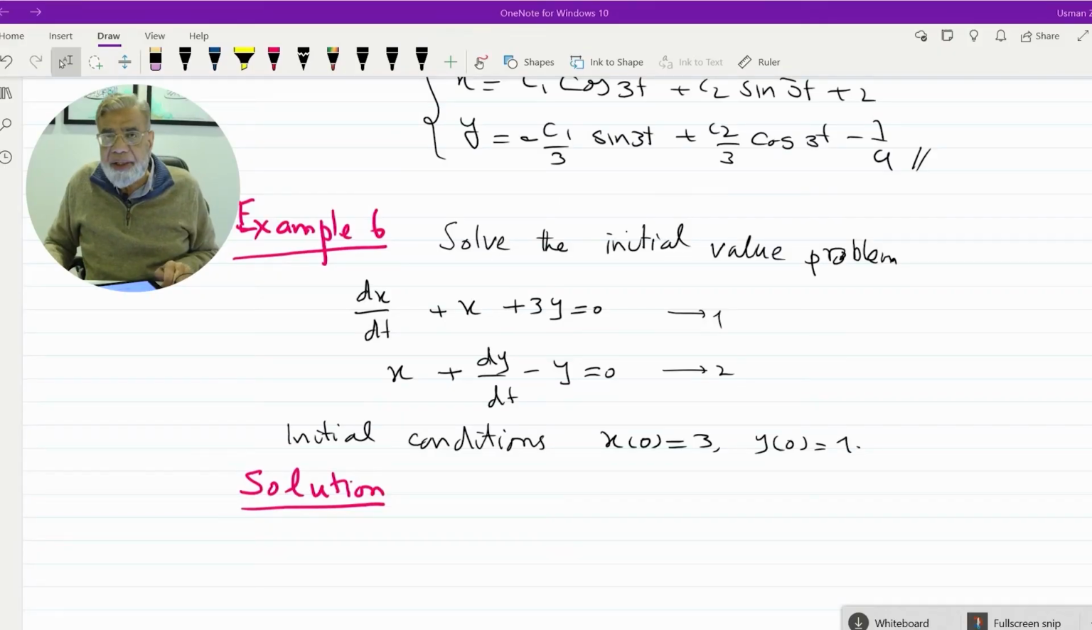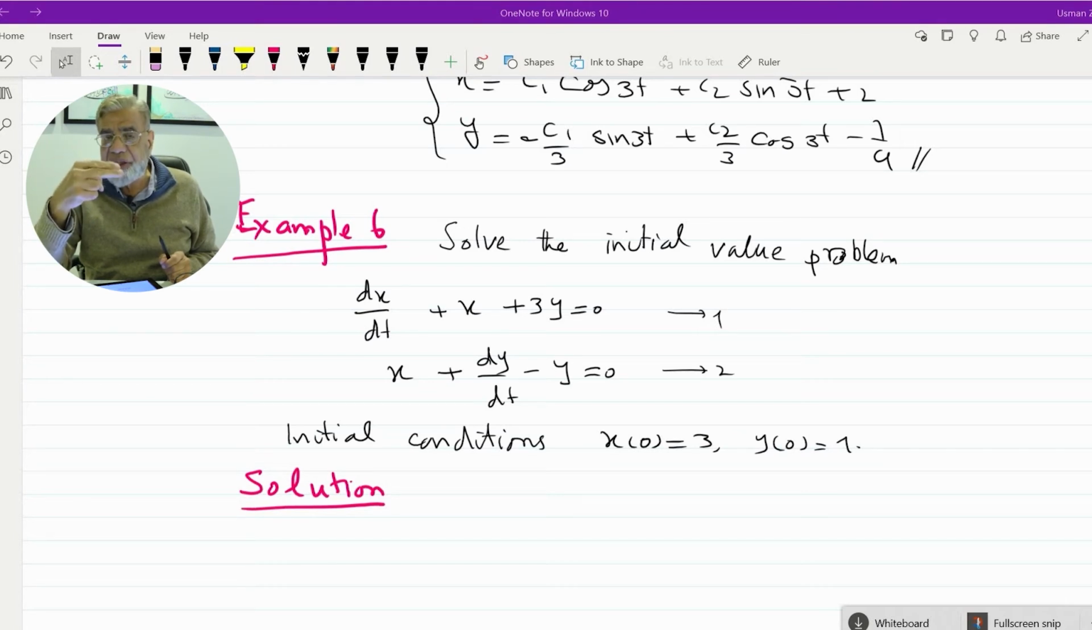I take another example, and here I am given the initial value problem. Initial value problems are a differential equation plus initial conditions. My differential equation 1 is of order 1, the second is of order 1, so it means the system is of order 2. So we can get two arbitrary constants. To find these arbitrary constants, we need two conditions. So the number of conditions is the same as the order of the system.